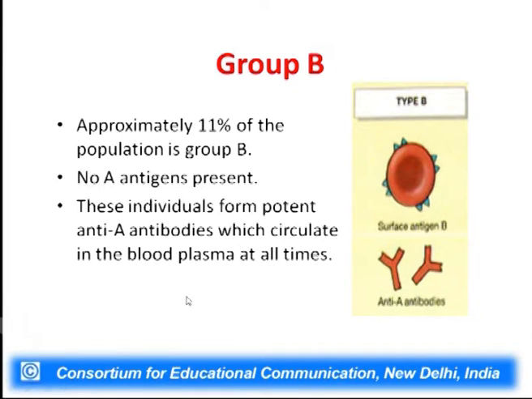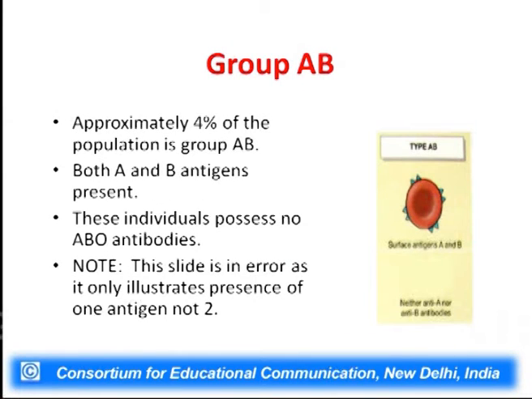Group B, when I say the person belongs to B group, what does it mean? It means that the surface of the RBC contains the antigens which are B. The surface antigen is B. What are the circulating plasma antibodies? They will be anti-A. Is there a certain concentration of blood group B present in the population? Only 11%. When I say group AB, they are just 4%.